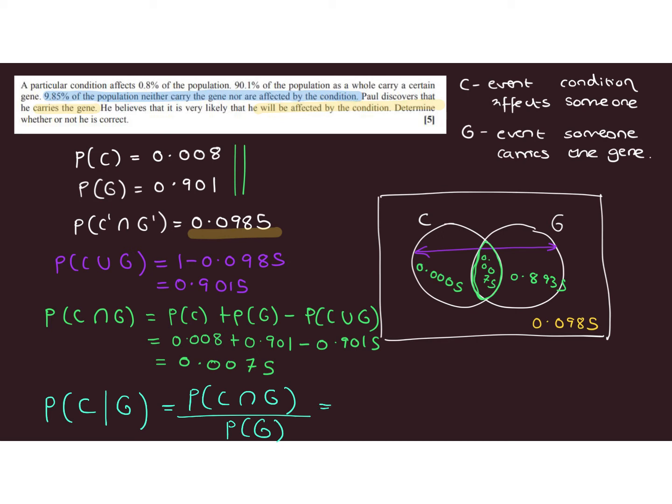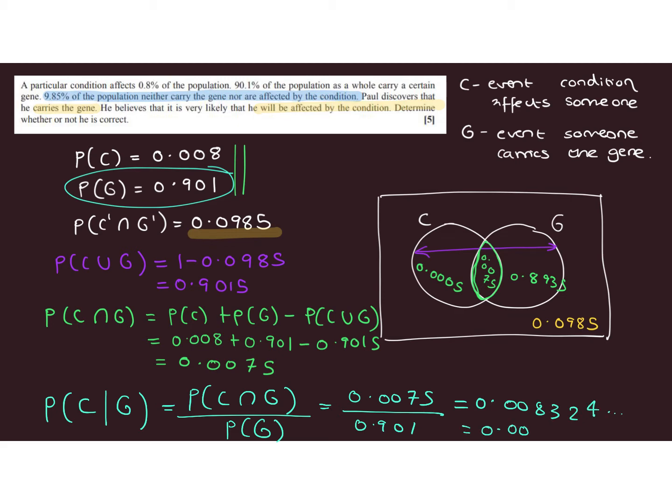Now, the probability of the intersection is 0.0075, and the probability of G is over here, it's 0.901. So this is the probability that Paul is affected by the condition, knowing in advance that he has the gene. It's conditioned on him having the gene, or us knowing that he has the gene. Now this is 0.008324... So I'm going to round that to 0.0083 to two significant figures.